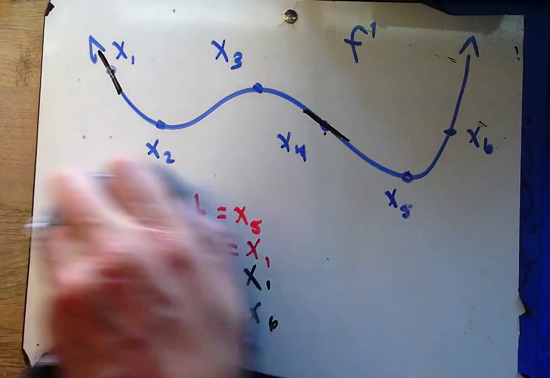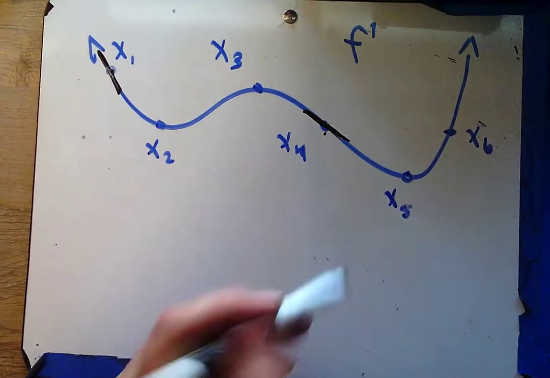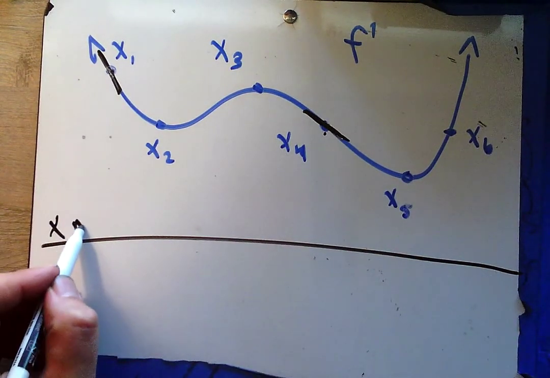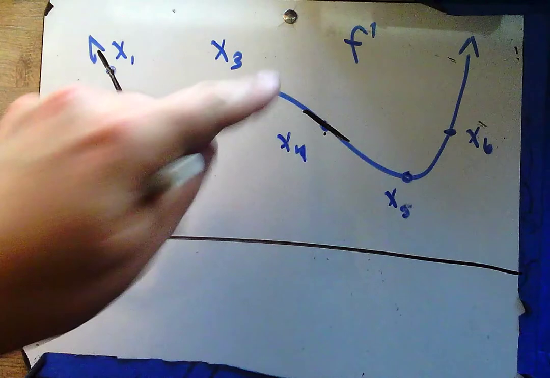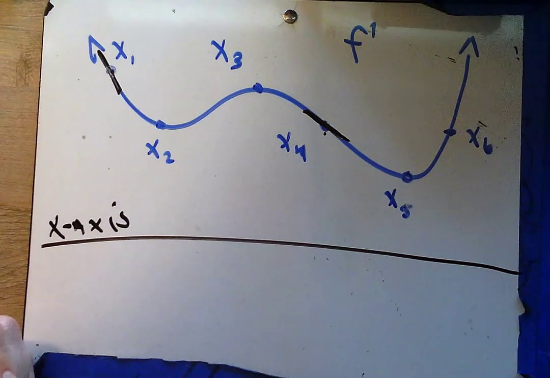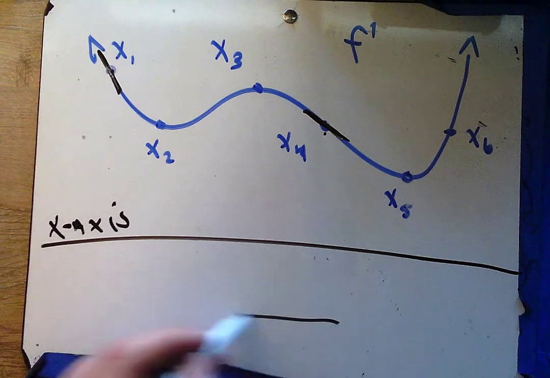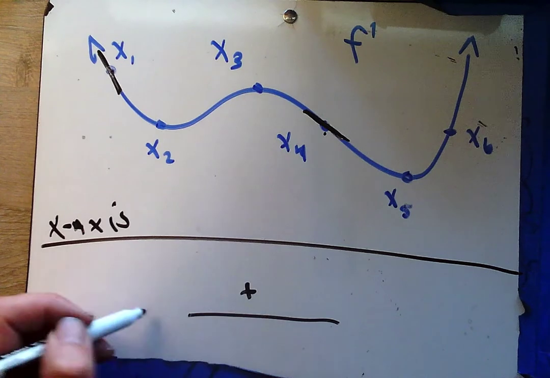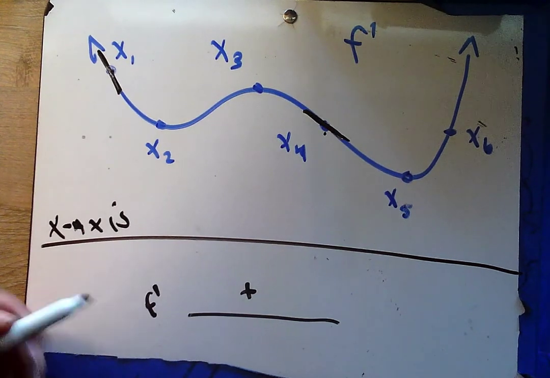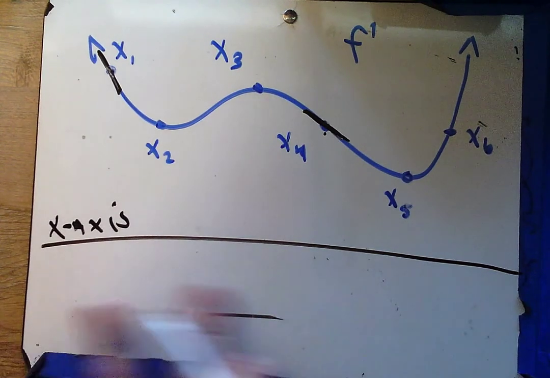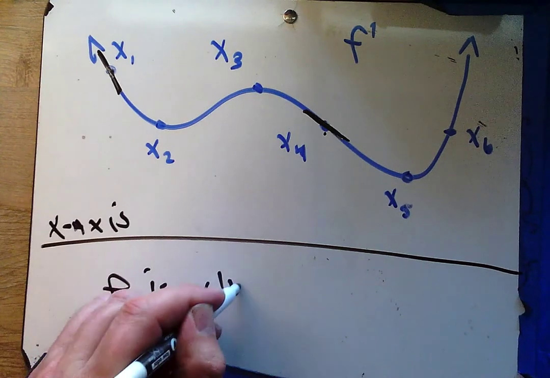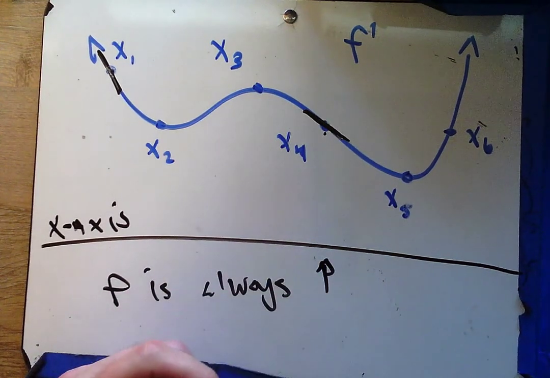So now let's talk about f. See this? This is the x-axis. And this is important in this problem because f prime is always above the x-axis. Well, what does that mean? Think about a sign chart. F prime is always above the x-axis, so f prime is always positive. If f prime is always positive, then f is always increasing.